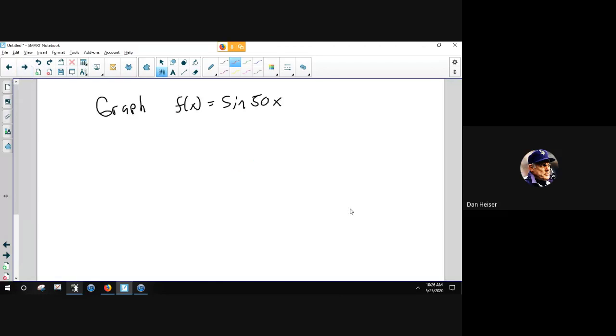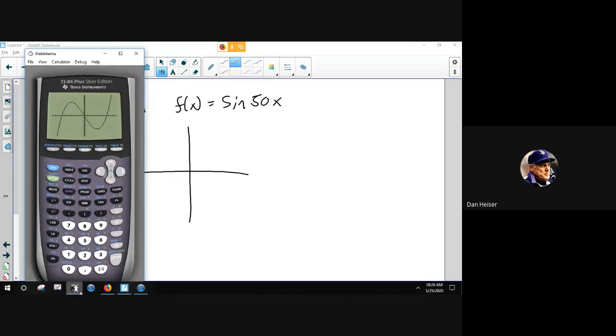Let's go on to this one. Sketch the graph of sine 50x. I know it's a sine function, so it's going to look kind of wavy, I think. But I need a little more detail than that. So back to my trusty calculator.